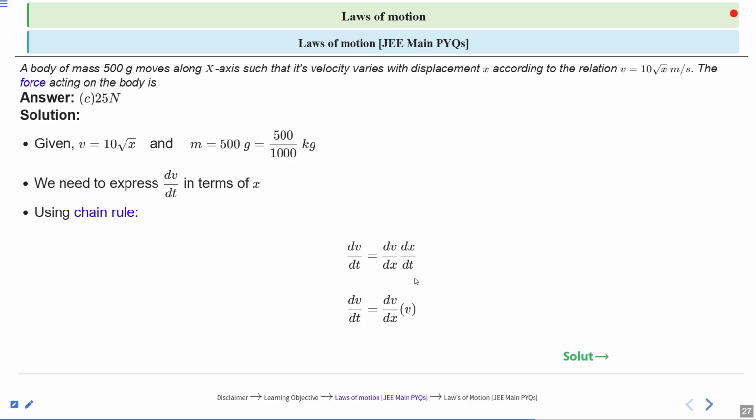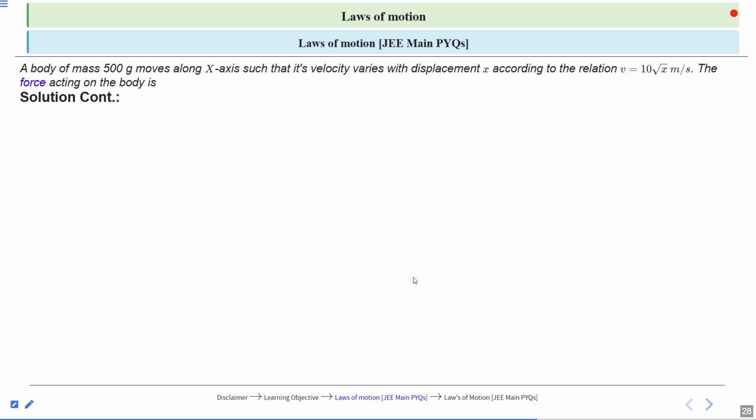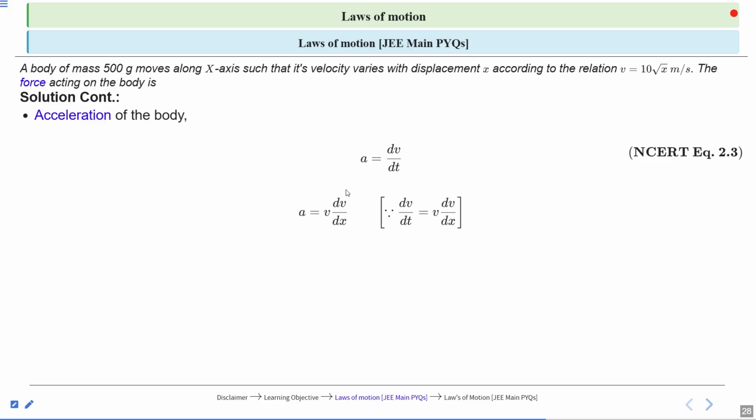So we can say here, acceleration of the body, that is rate of change of velocity, a is equal to dv upon dt. So a is equal to v into dv upon dx. Why? Because we know dv upon dt is equal to v into dv upon dx. So we can write acceleration as v into dv upon dx.